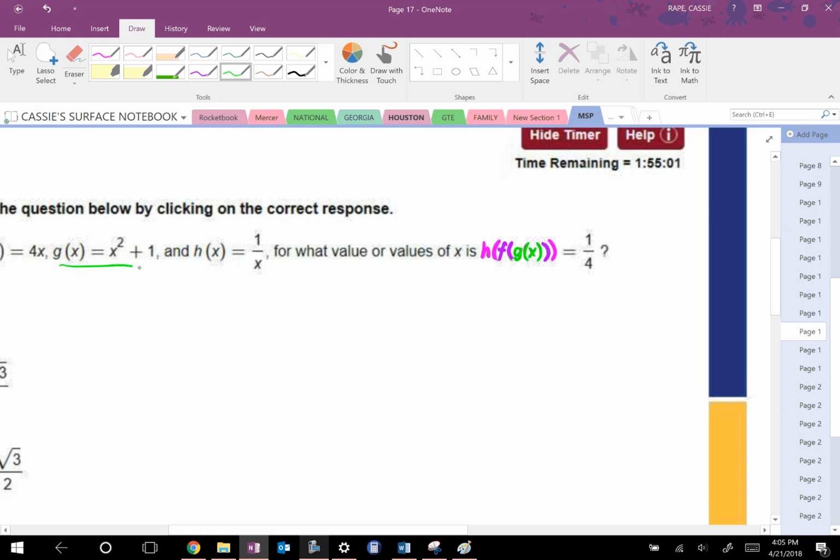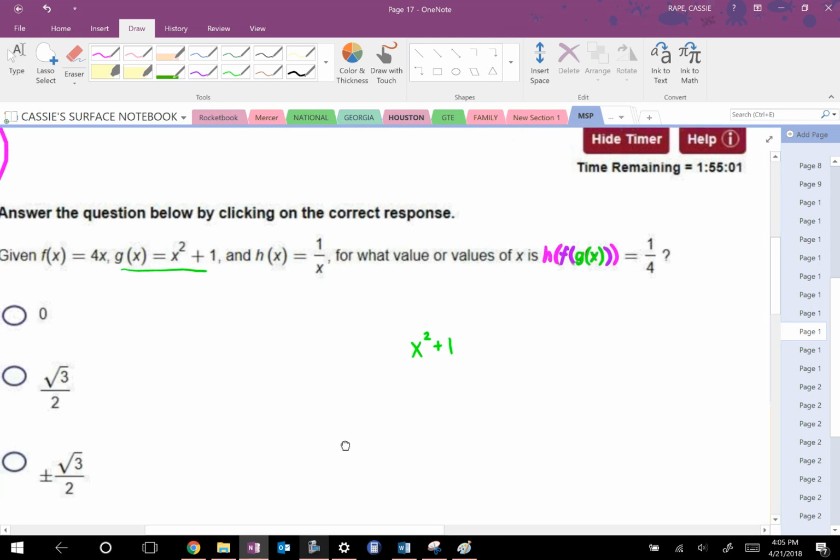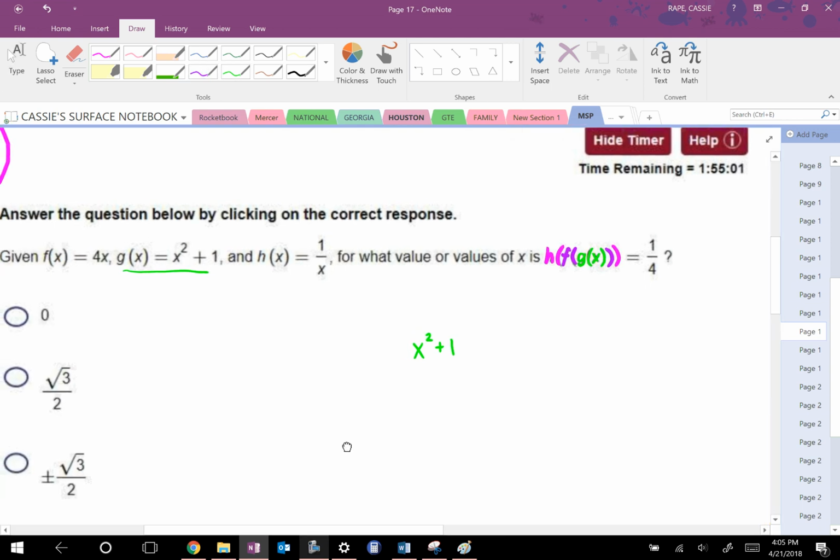And that's x squared plus 1. So I write x squared plus 1. Okay. All right, hold on. X squared plus 1. Now, I'm going to put that inside f of x in the place of x. Okay. So f of x is 4x. I'm going to empty out the x and let x squared plus 1 be inside of that. So it's 4 times the quantity of x, which in this case is x squared plus 1.